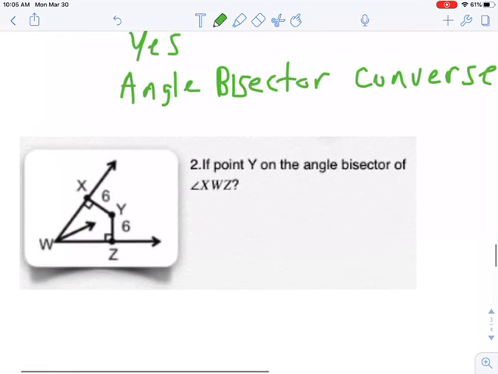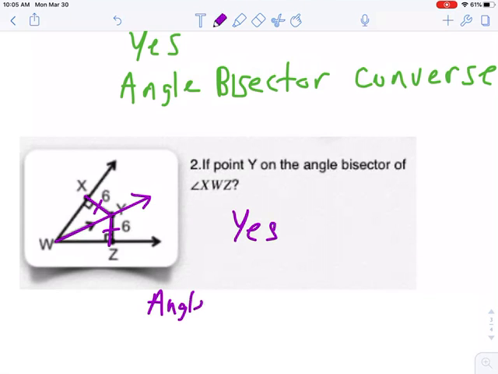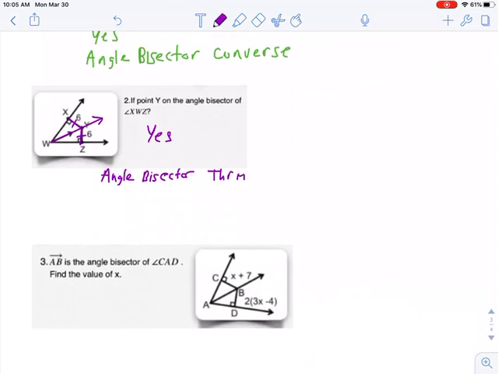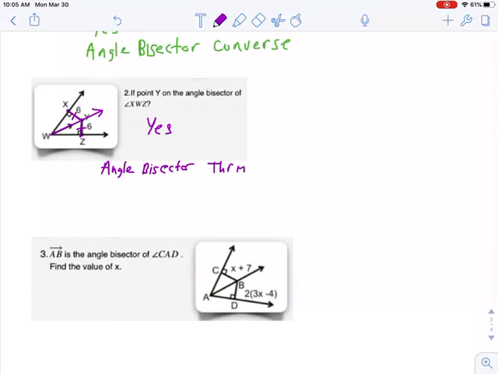Alright? Is point Y on the angle bisector? The answer is yes. I can guarantee you that this angle bisector would go through point Y. Why? It's equal distance to the sides. So again, yes, angle bisector theorem.